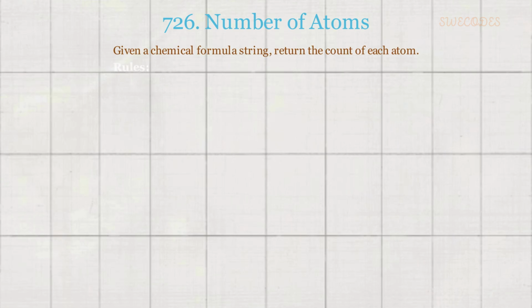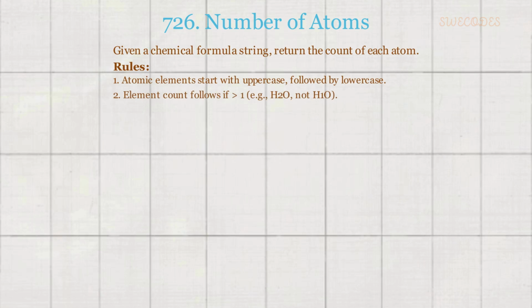There are a few important rules to keep in mind. Number 1. Atomic elements always start with an uppercase letter, followed by lowercase letters. Number 2. The element count follows the element if it's greater than 1. Number 3. Formulas can be concatenated. Number 4. Parentheses can group formulas, and may have an optional count.